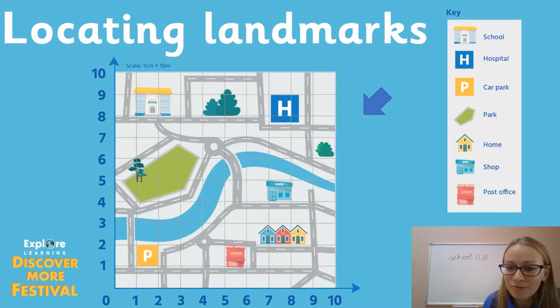Fantastic. Now we're going to have a look at finding the location of my house. Now I live in this house here, the blue one. And I wonder if you could have a go at writing down the coordinate for my front door for the blue house. That's my house there. The front door of the blue house.